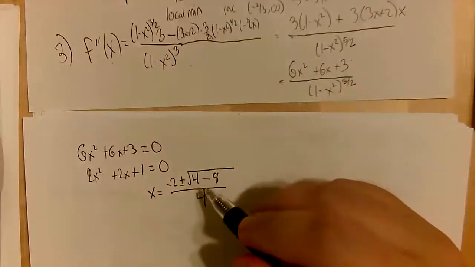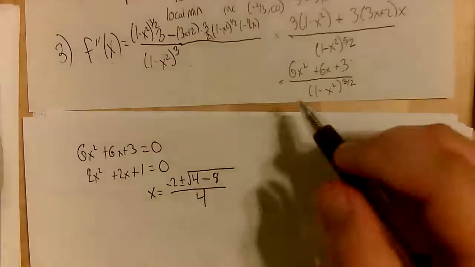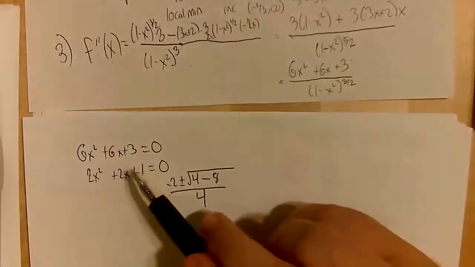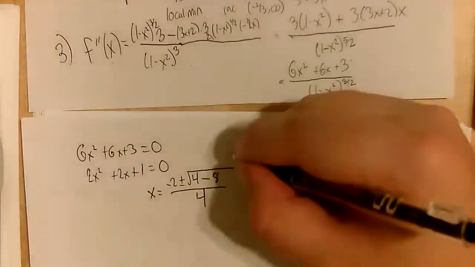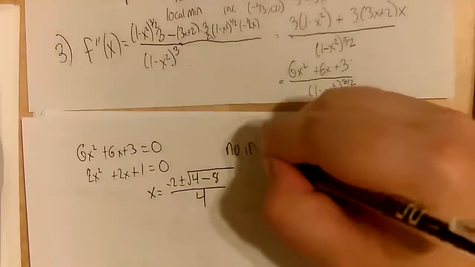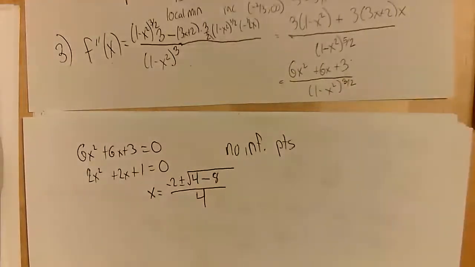All right, and here we end up seeing that we're going to get an imaginary number here. So this means that no real x value is going to make this equal to 0. That means that for this graph, we're actually going to have no inflection points whatsoever, because inflection points can only happen if your second derivative is 0 or undefined. So this is a case where we don't have inflection points.